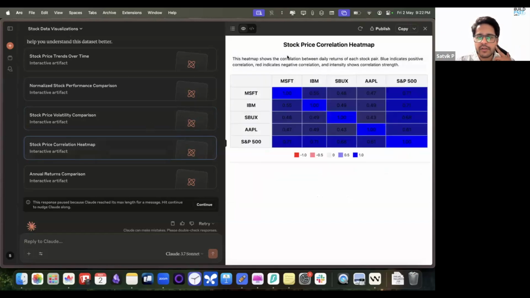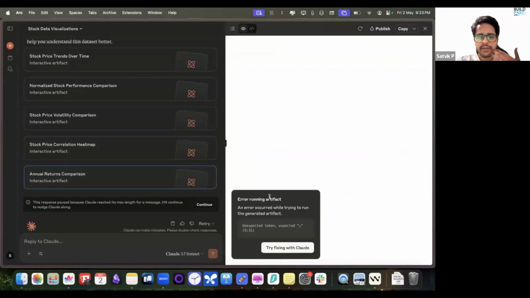It's also a heat map about the stock market, the price correlation. This metric is going to be very important when, let's say, you are investing in Microsoft. You don't want to invest in a stock that is very much correlated to Microsoft, because the risk will increase in your portfolio. So whenever you are choosing stocks, you will probably want to choose stocks which are not very much correlated, or you will choose a nice bucket of stocks where an increase or decrease in a particular sector would not affect your stock a lot. And you can also see annual returns comparison.